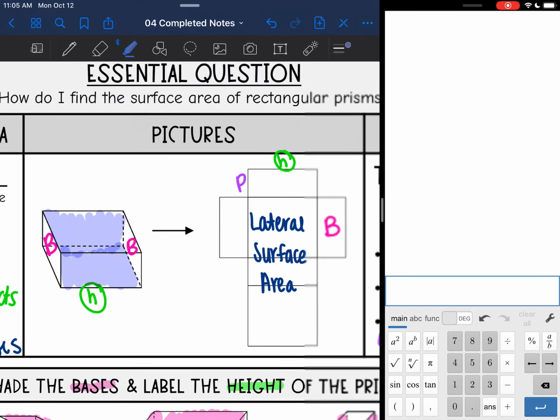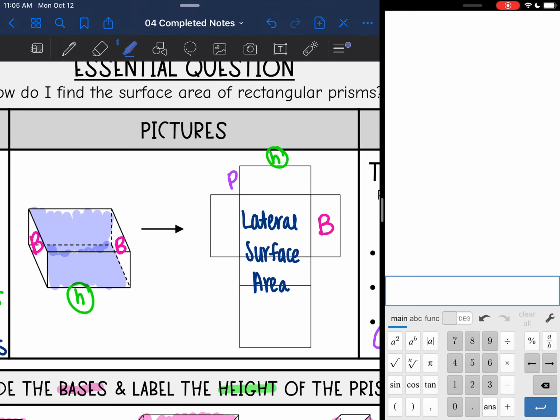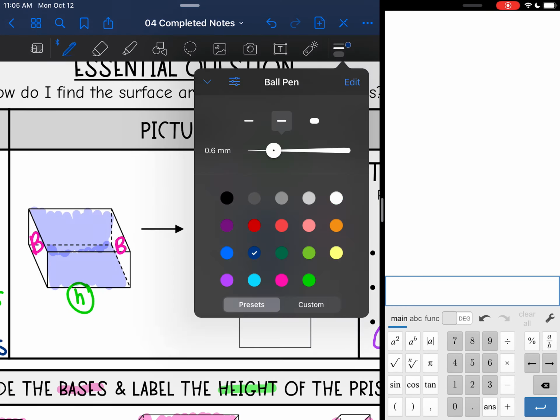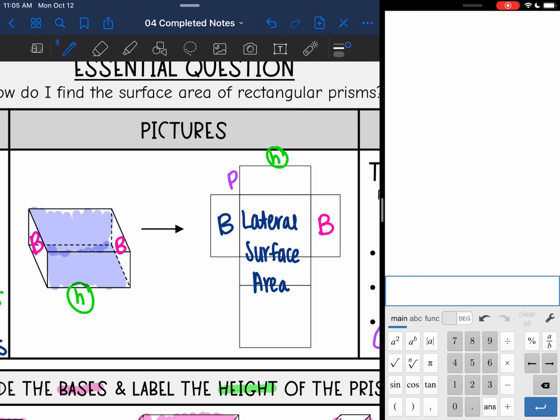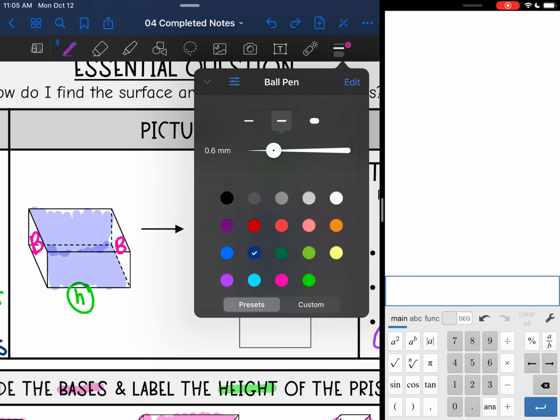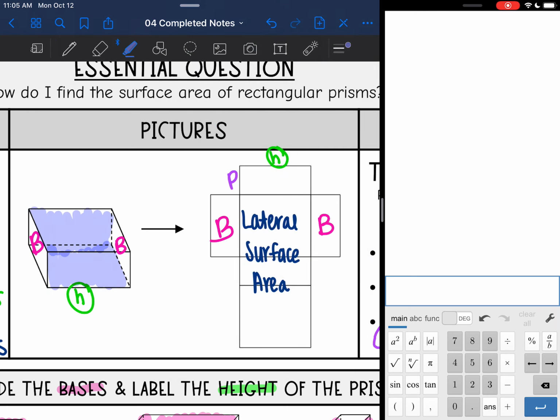So if I unfold that rectangle, there's my other base. If I unfold the rectangle, here's the net of it. There's the two bases, and the lateral surface area is the other four rectangles that connect them, which just makes this large rectangle right here. So I basically am just finding the area of this long rectangle.